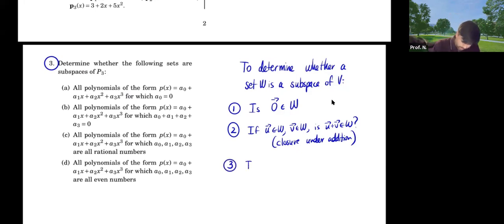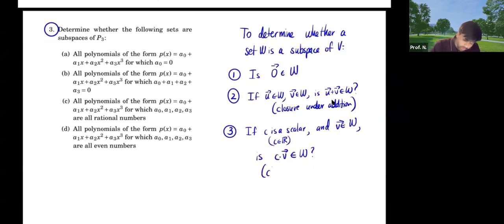And the last thing is, if C is a scalar, meaning that C is some kind of number, and V is in the set, is C times V also in the set? This is called closure under scalar multiplication. So to determine whether a set is a subspace of a vector space, all these 3 conditions must hold. If one of them doesn't hold, then it's not a subspace. To show something's a subspace, you must show all 3 things, and they must be true. If one of those conditions fails to hold, then it's not considered a subspace.